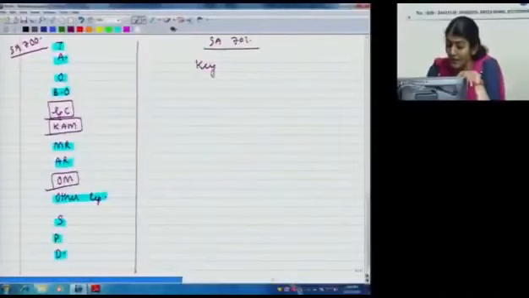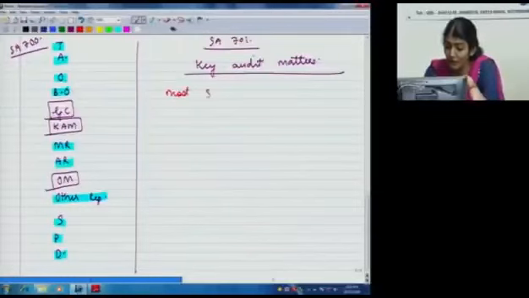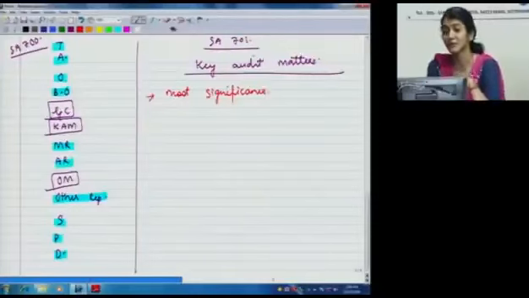And after that, we had started with SA 701, communicating key audit matters in the independent auditor's report. And what was the first important term over there? Matters of most significance. And these are the matters out of the matters which have been communicated to TCWG.